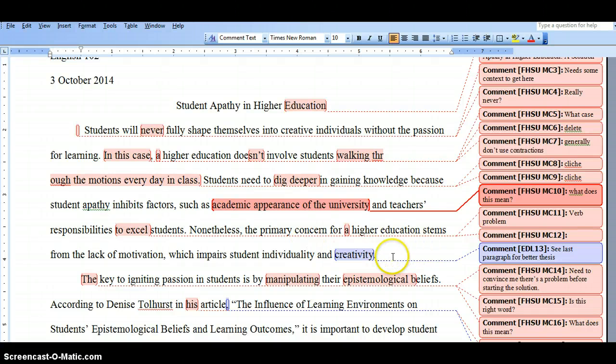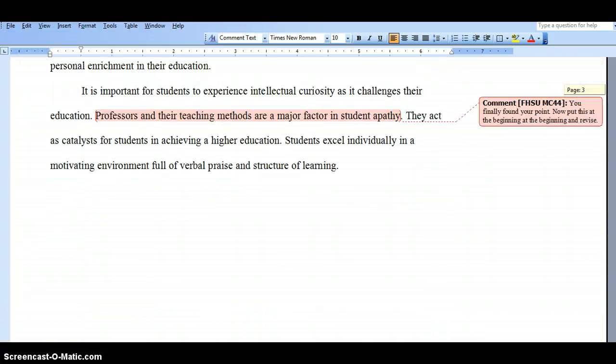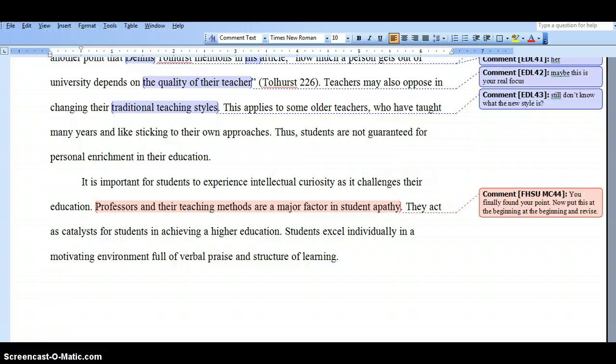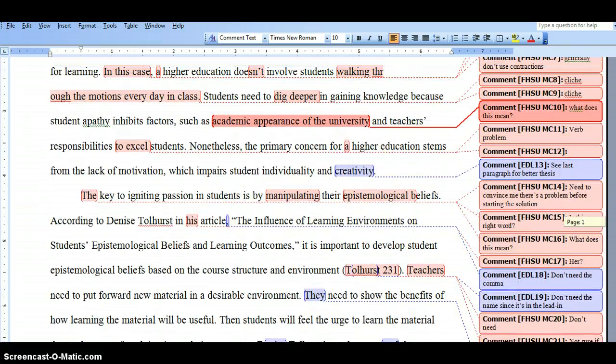And then if you read the rest of the paper throughout, there's a better thesis down at the bottom of the paragraph, as we talked in class. Writing to learn. By the time you finish writing the essay, you have discovered your real point. So here, professors and their teaching methods are a major factor in student apathy. That's a really good, strong statement. Now put it, as I said, you finally found your point. Now put this at the beginning and revise accordingly. That's your real focus, I think, if you choose to do that.